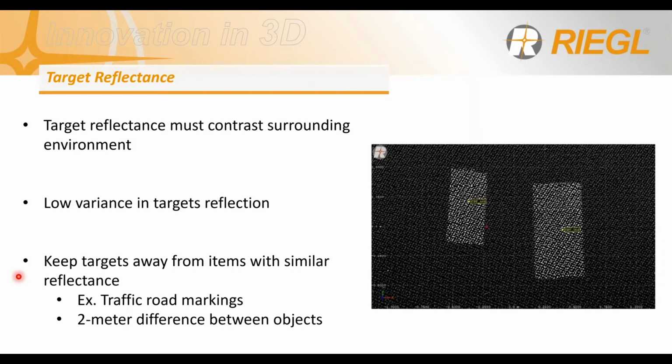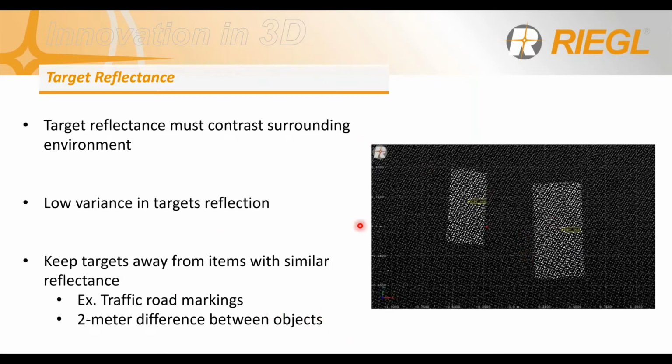And the third thing to keep in mind here is to keep targets away from similar reflectance. As everyone here knows, when you're out on the road, a majority of traffic road markings are marked with highly reflective paint. So you're going to want to keep your targets far enough away from those items so that the software doesn't get confused between, let's say, a stripe and an actual target. We're looking for a minimum distance of about 2 meters between those objects. So when you're out setting your targets, that needs to be in mind.